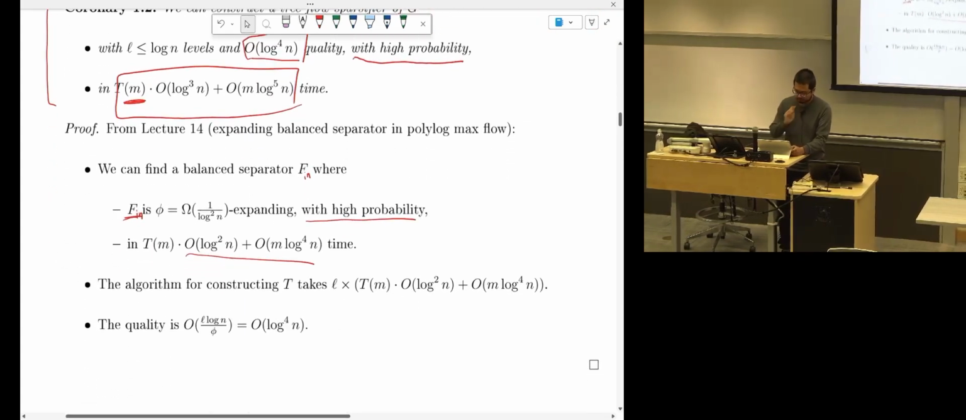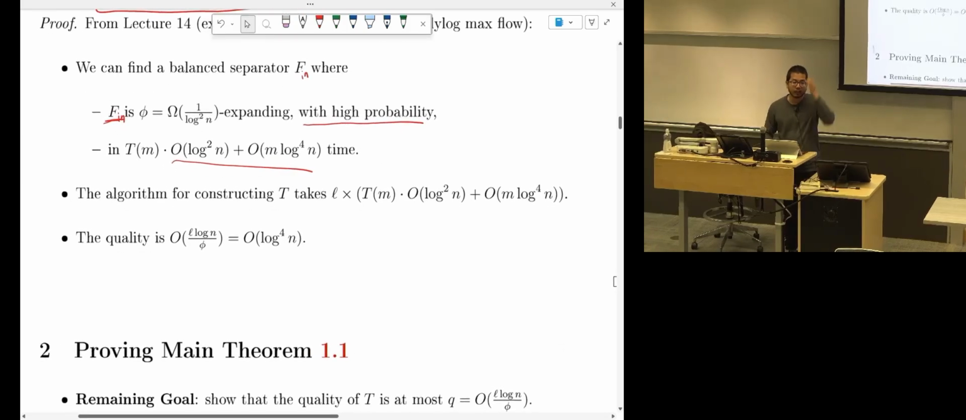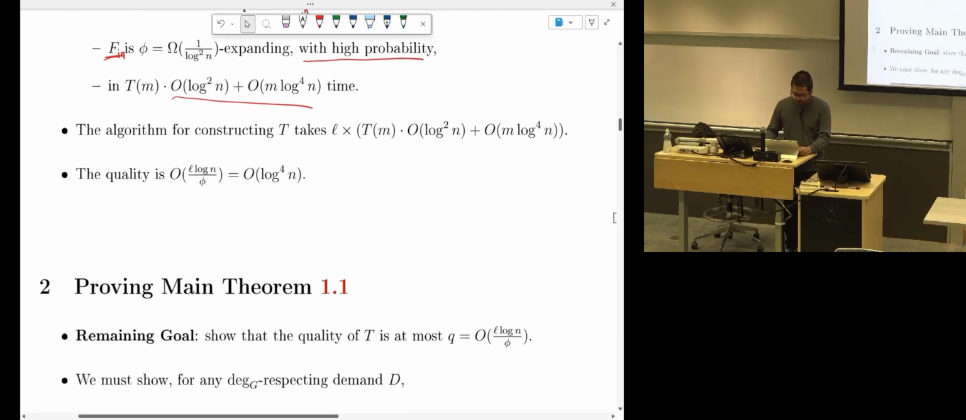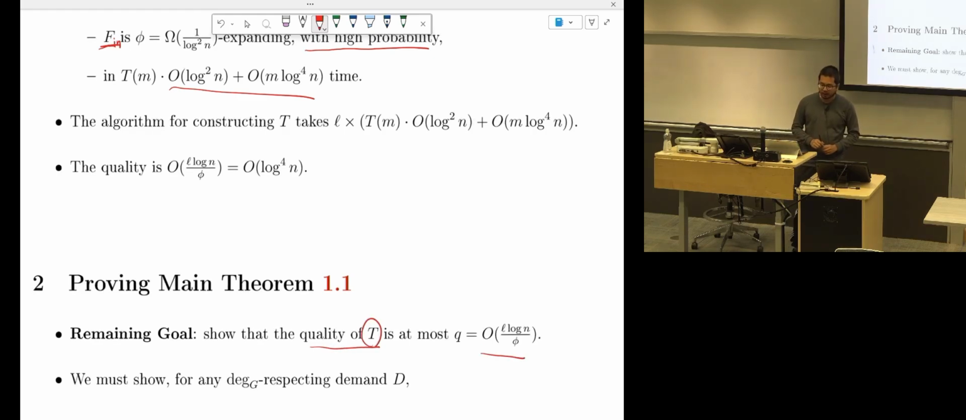So let's prove it. Any question before I start proving? Okay. So now the goal is to show that the quality of this tree that I define in this top-down way has this quality, L log n over phi.